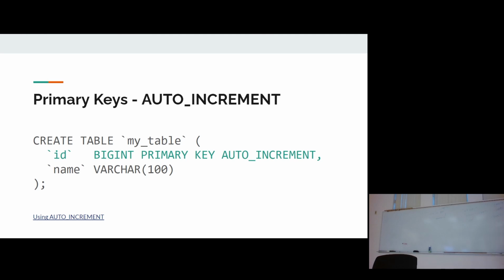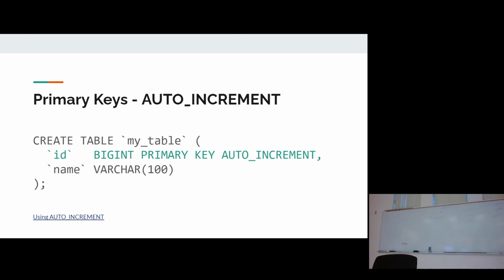One way I can define a primary key, and this is the one you're going to see most commonly if you work with any MySQL databases. If you ever work with a WordPress database, you're going to see this sort of thing all over the place. So we have an ID. I have a data type. Here I'm using big int, because you usually want to plan ahead. Then the words primary key, which is a keyword, and auto increment.